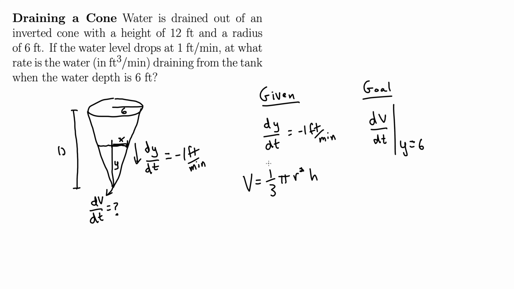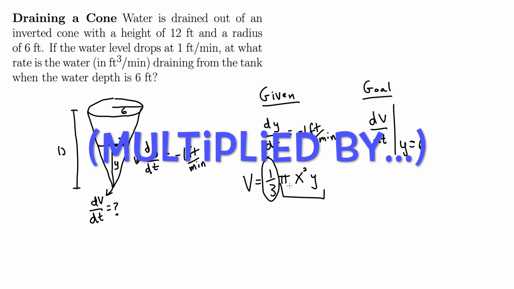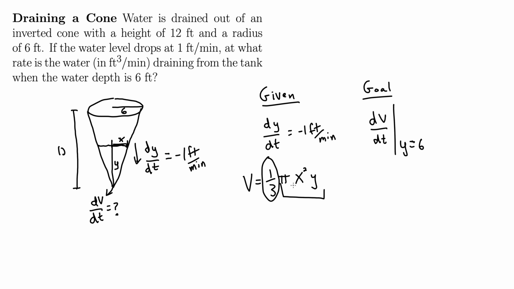But in our case, instead of r we have x, and instead of h we have y, so I'll rewrite this: 1/3 pi x squared y. And you may be asking, do I need to know the equation of the volume for the cone? Yes. Make sure you know that. I would argue that it's not entirely hard to memorize, right? It's just the equation of the cylinder, pi r squared h, divided by 3. So if you know the volume of a cylinder, which you should, you can just divide that by 3, and you have the volume of a cone.